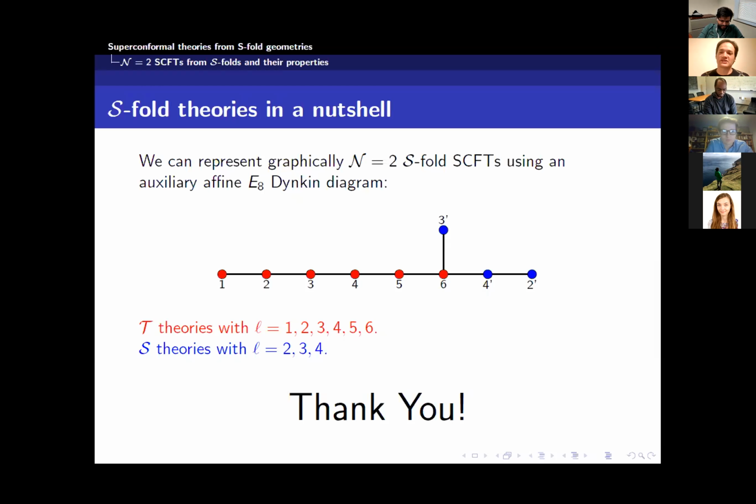So the 1,0 theories relevant for this game are of very specific type. They are the so-called Orbi instanton theories. So you have M5 branes on top of the M9 wall, which is also wrapping C2 mod ZL. The L is exactly the same as in the S-fold construction.